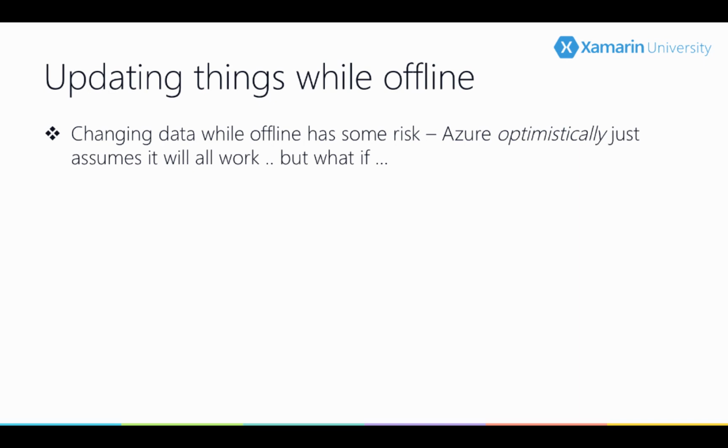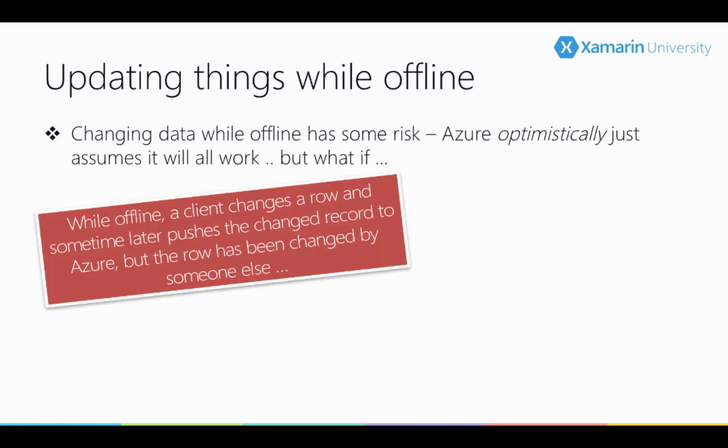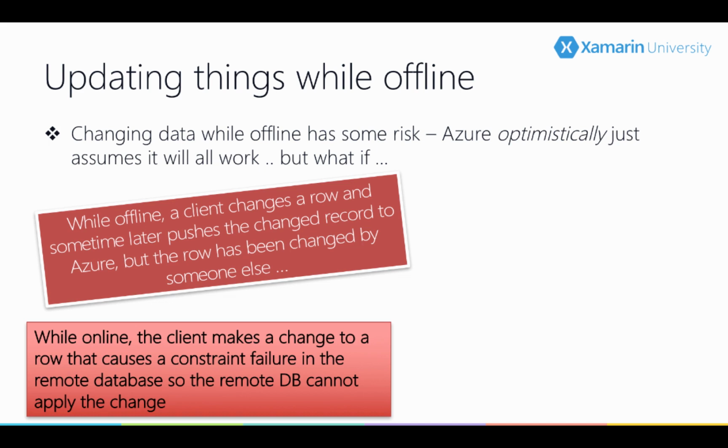Supporting offline updates is pretty cool, but there's some inherent risks in this model. For example, when you're offline, a client might change a row, and sometimes they might push the changed record to Azure, but the rows have been changed by someone else. You might have the situation when the client makes a change to a row that causes a constraint failure in the remote database, so you get an error, and so that update can't apply.